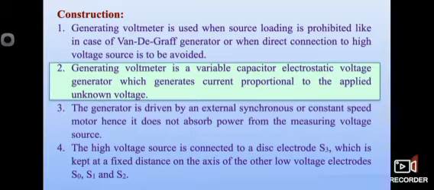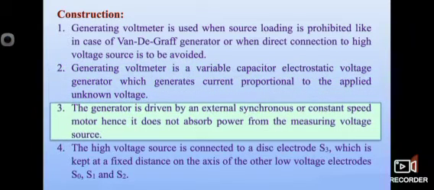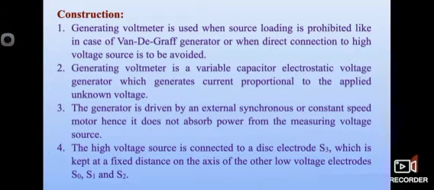It is a variable capacitor electrostatic voltage generator, which generates a current proportional to the applied, that is the unknown, voltage. So it is based on the principle of electrostatic capacitance. The generator is driven by an external synchronous or constant speed motor. Hence, it does not absorb power from the measuring voltage source.